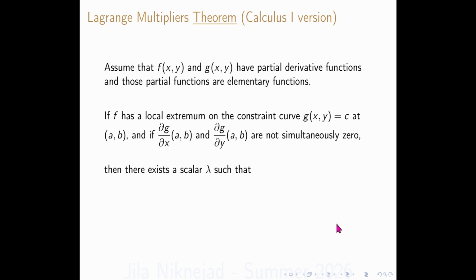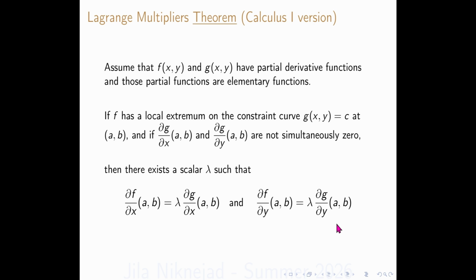then there exists a scalar lambda such that partial of f with respect to x at a and b is equal to lambda partial of g with respect to x at a and b, and partial of f with respect to y at a and b is equal to lambda partial of g with respect to y at a and b.